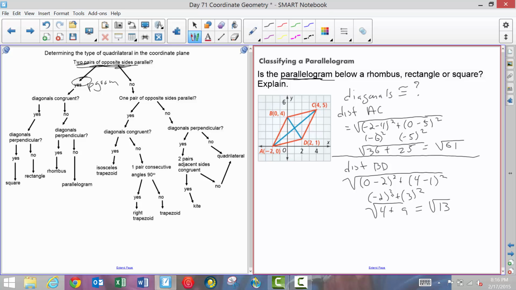So square root 13 and square root 61, they're not the same. So my diagonals are not congruent. So going over to the flowchart over here, I know it's a p-gram, so it's a yes. Diagonals congruent? No. Okay, I'm circling no.